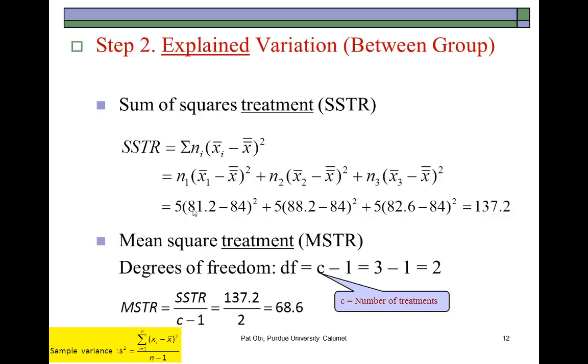In step number 2, we calculate explained variation, also referred to as between group variation. So you might see one of these 2 terms in statistical books. However, explained variation is the more generic term. Explained variation is going to look at the differences between each treatment mean and the overall mean, as I show here for treatment number 1 mean, treatment number 2 mean, and treatment number 3 mean.